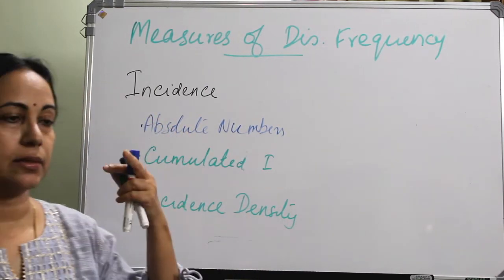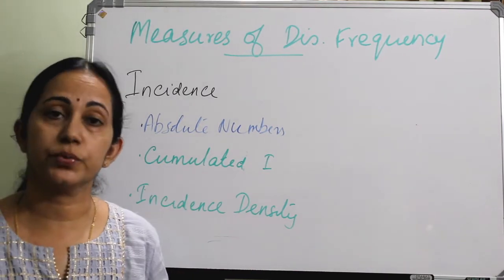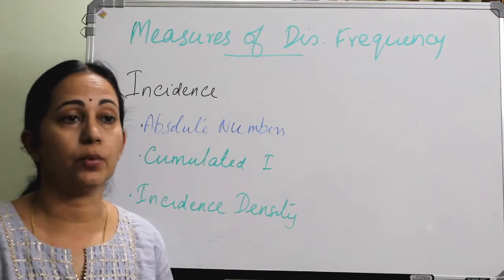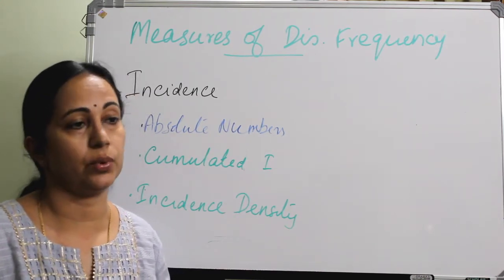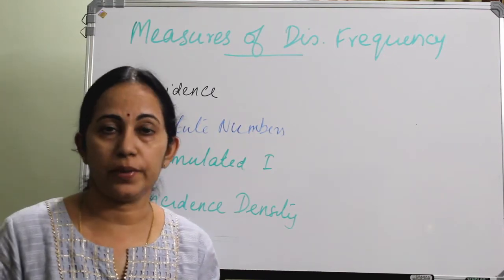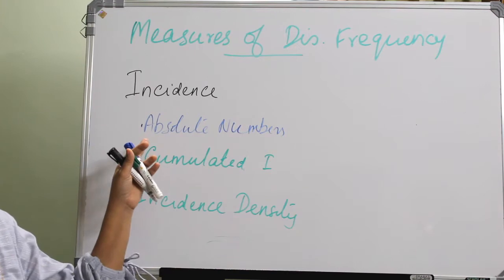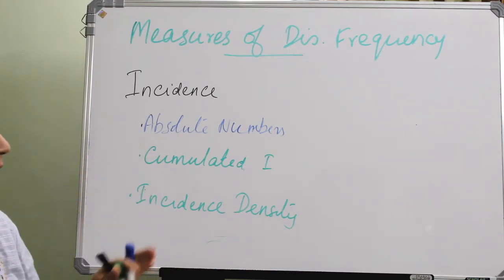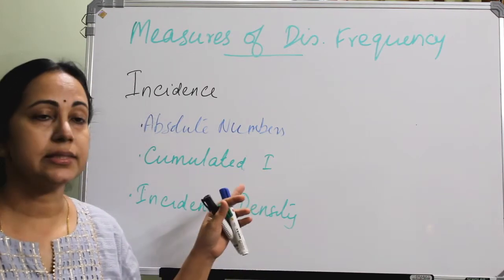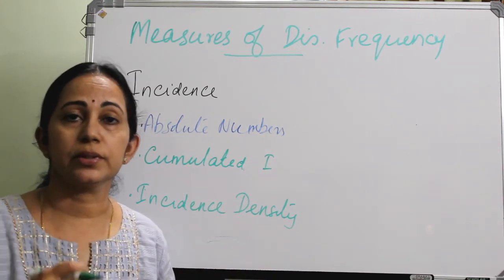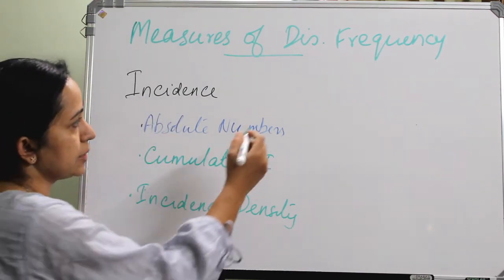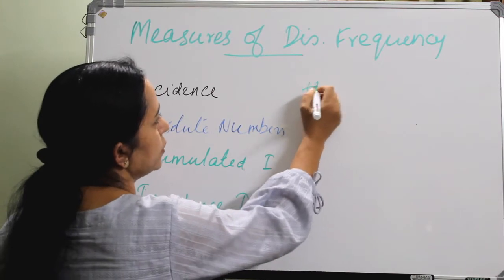Actually, incidence is a very useful tool to find out the usefulness of any prevention program. We can assess the effectiveness of any prevention program by looking at the incidence of a particular disease. And cumulative incidence is expressed as a proportion. So there is a numerator and also a denominator. In all these cases, the numerator is always new cases.